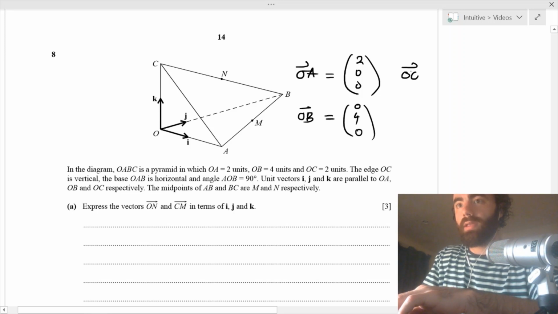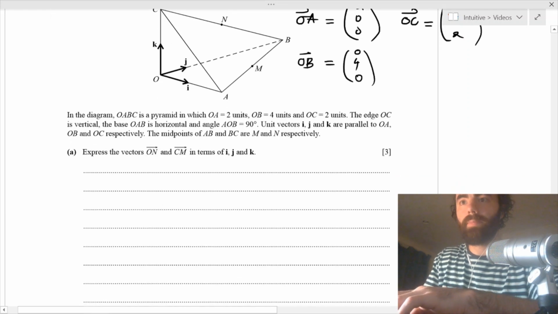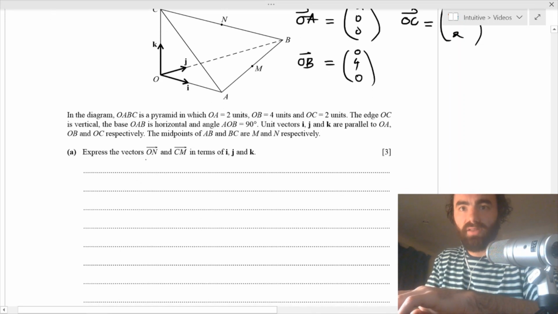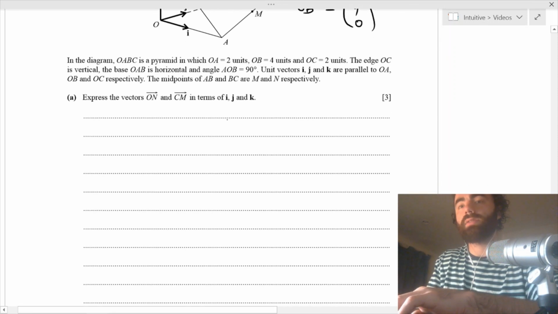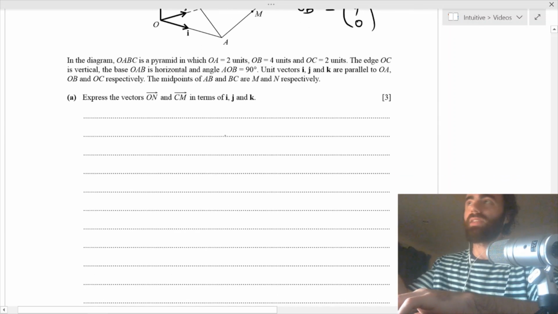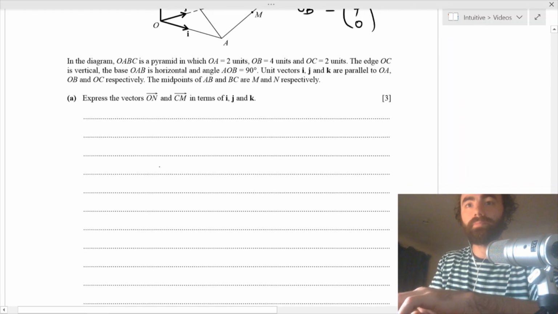And OC is 2 units in the K direction. I'm just looking from the diagram. It's 0, 0, 2. So IJK. The midpoints of AB and BC are M and N. Express the vectors ON and CM in terms of I, J, and K. Well, I'll do it in vectors and then I'll rewrite it in IJK form.